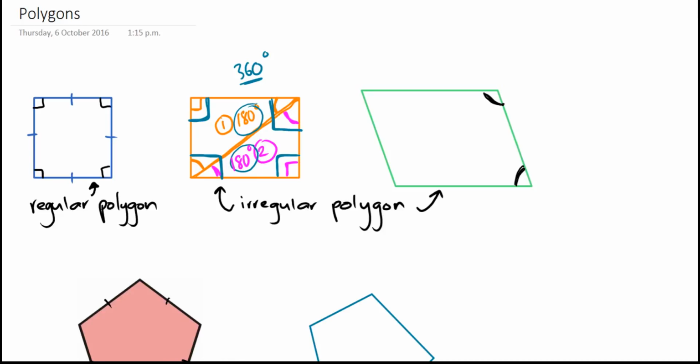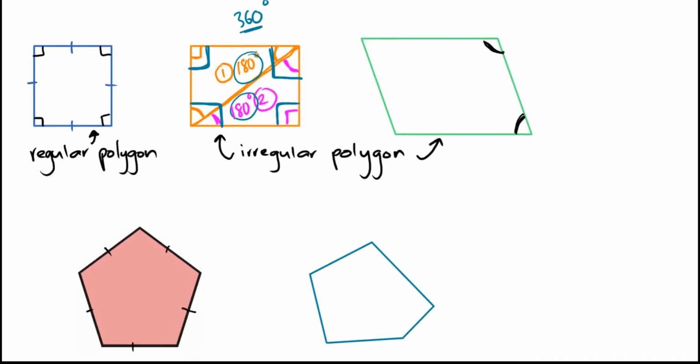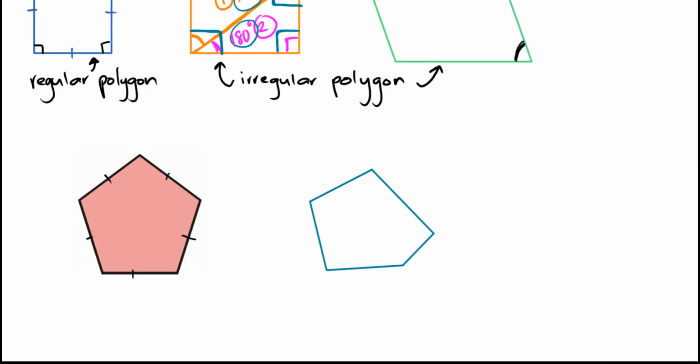Let's have a look at a pentagon to see this concept a bit more clearly. So again, you can have either a regular polygon or an irregular polygon. So if we look at this example here, this is a pentagon, pent meaning 5. So this is a regular pentagon.